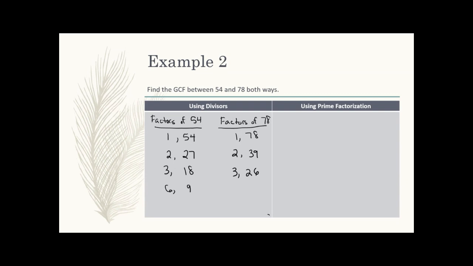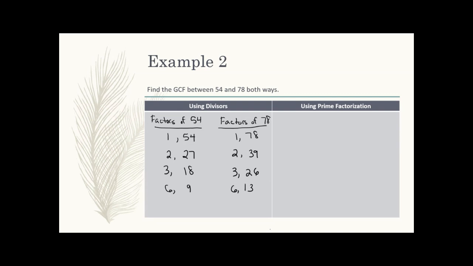78 divided by 4 is a fraction. 78 divided by 5 is also a decimal. 78 divided by 6, okay, 6 and 13. 78 divided by 6 is 13. 78 divided by 7, that's a decimal. 78 divided by 8, that's a decimal. 78 divided by 9 is a decimal. 78 divided by 10 is a decimal. 78 divided by 11 is a decimal. 78 divided by 12 is a decimal. And then I'd be up to 13, which I already have on the list, so that's where I could stop.